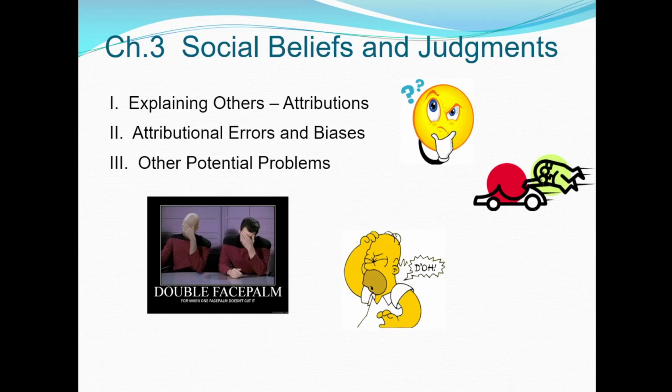Chapter 3, Social Beliefs and Judgments. Chapter 2 had judgments also, but it was about yourself. It was self-judgments, basically. Now we're turning it around and we are looking at other people. We're judging them. We're thinking about how we feel about them.